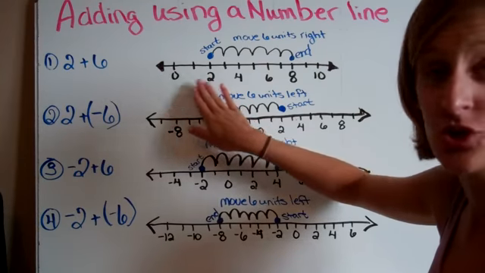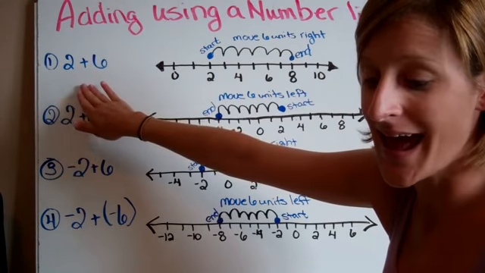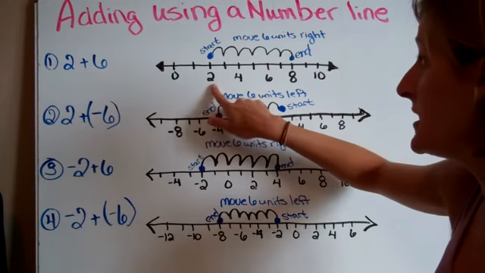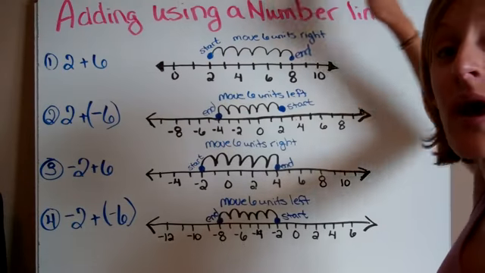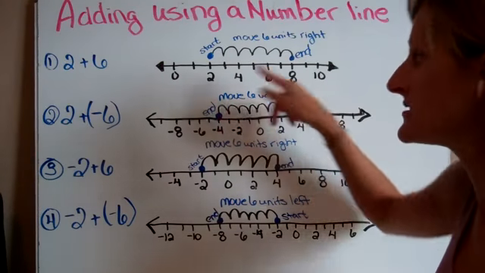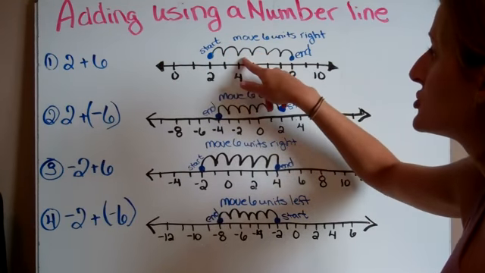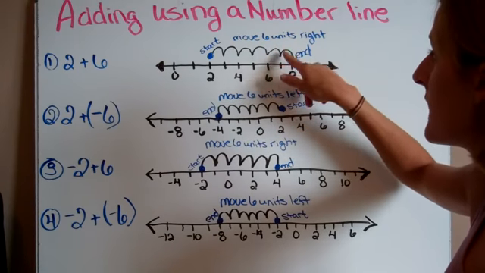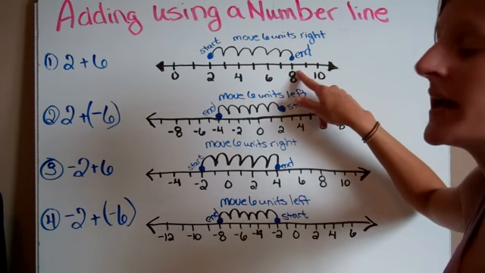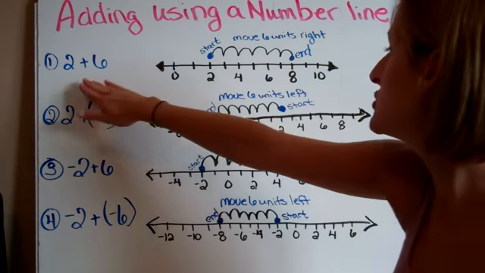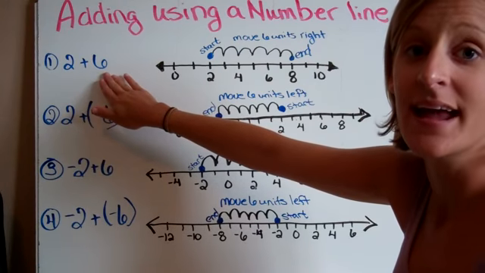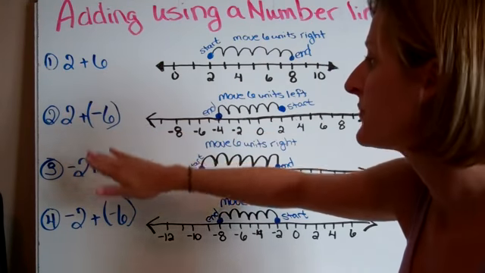Basically you're going to start at 2 because that's your first number, and you're going to add 6 to it. So if I'm here, I'm going to move to the right 6 because it's positive. So I go 1, 2, 3, 4, 5, 6, and I end here at 8. So when I do 2 plus 6, my answer is going to be 8.